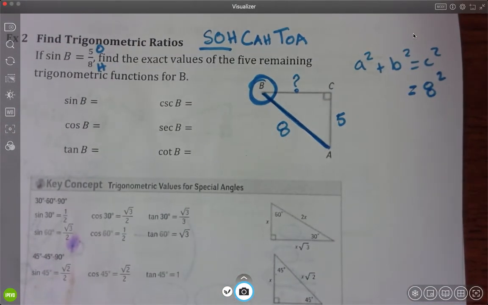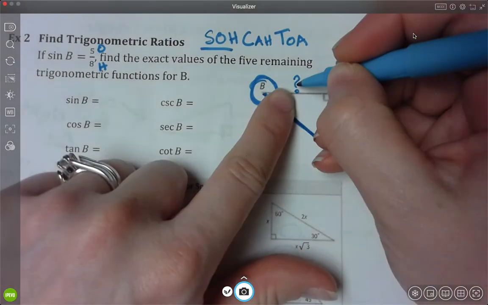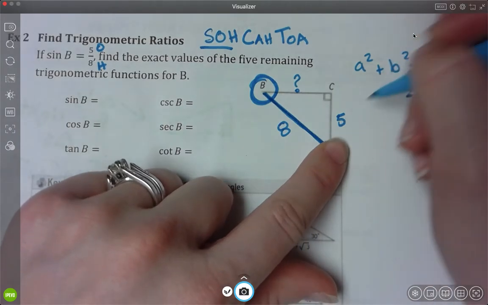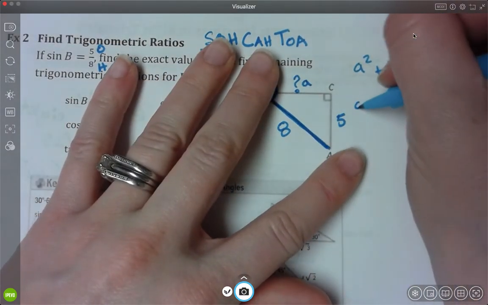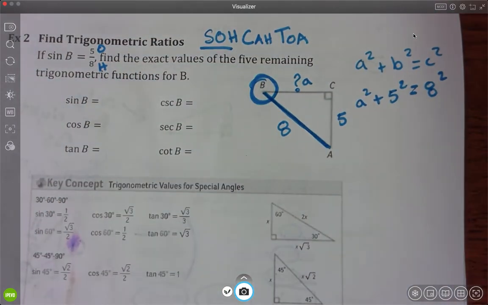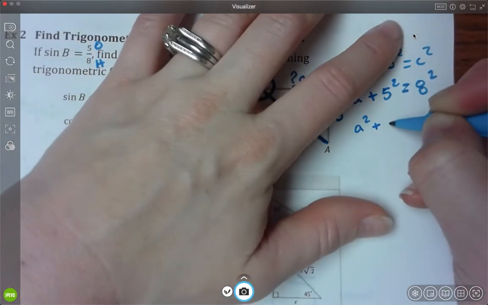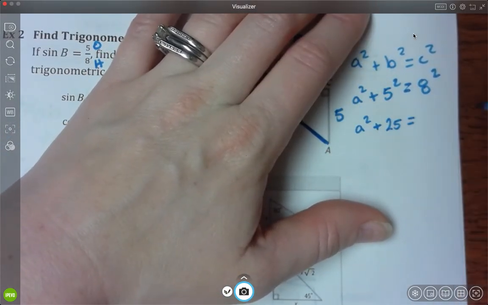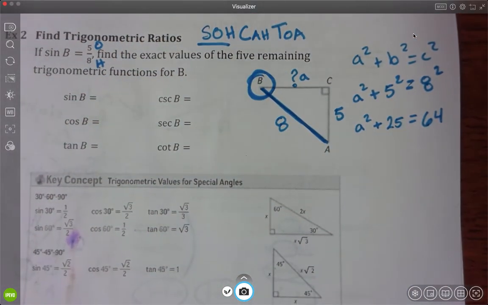Then it really doesn't matter what a and b are. I could switch those two around, so let's call our question mark a, and 5 will be b. We're going to leave it as a, and we're going to put 5 in for b, and then we'll solve for this one. So a squared is just going to stay a squared, but 5 squared is 25, and 8 squared is 64. Okay, and then from there we just solve for a.